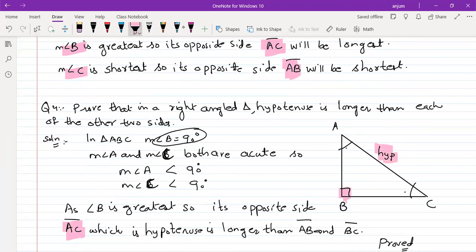So if B is 90, then its opposite side AC will be the hypotenuse, which is the longest of the other two sides, which are AB and BC. So in this way we have proved it.